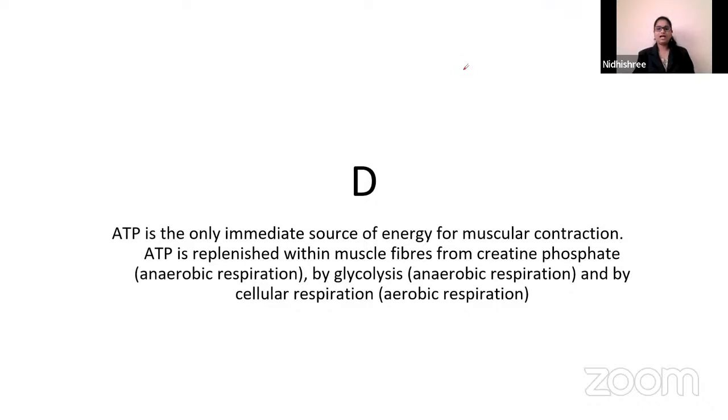Okay. I request Chandru to read out the slide, please. Can you read, Chandru? ATP is the only immediate source of energy for muscular contraction. ATP is replenished within muscle fibers from creatine phosphate, anaerobic respiration by glycolysis, and by cellular respiration, aerobic respiration. Okay, thank you, Chandru. So ATP is the immediate source.